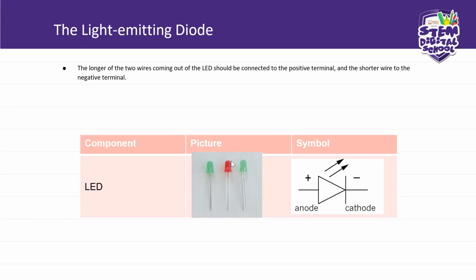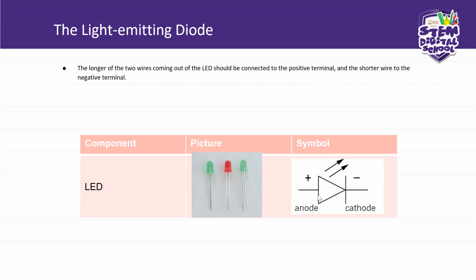Now, LEDs have polarity. As you can see, the legs are not equal. There is a long leg and a short leg, long leg and a short. We cannot see the legs of this one, but we know it is like this one. So, the shorter wire is the negative one. Okay, the positive is the longer one. The positive is long and the negative is short.